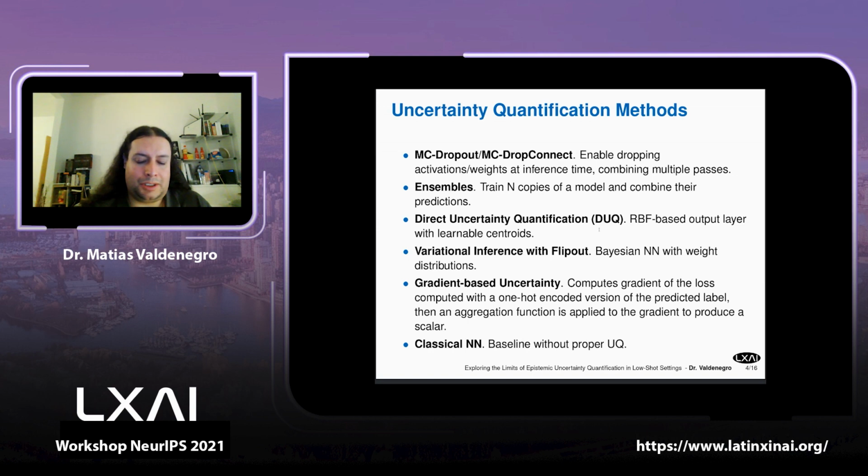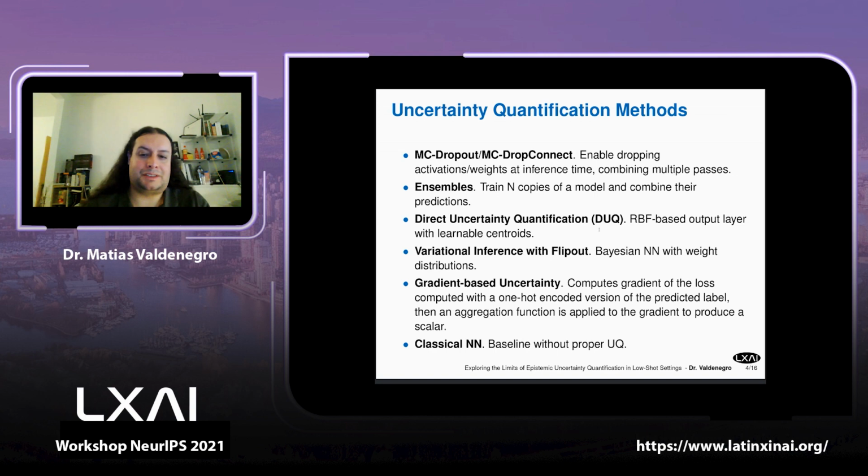So the weights of the neural network are Gaussian distributions, and then we use gradient descent to learn these distributions. And Flipout is basically used to stabilize training by reducing the variance of the stochastic model.